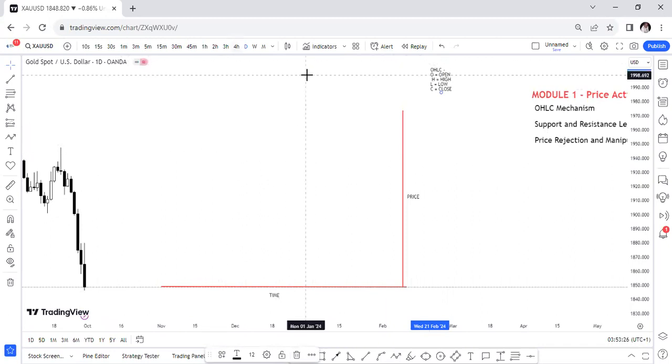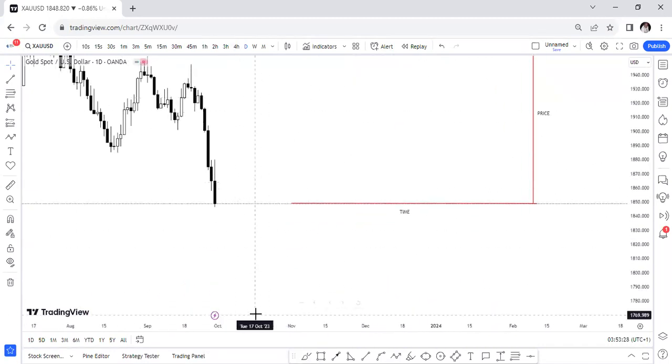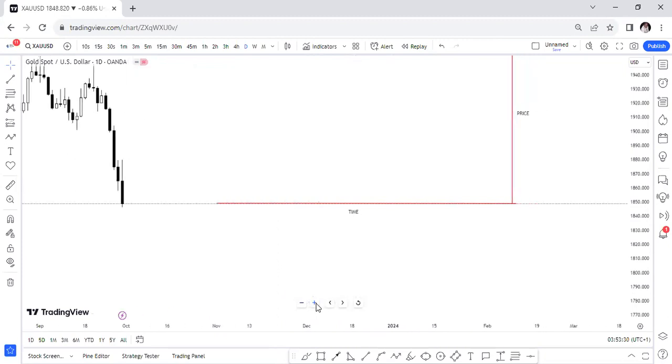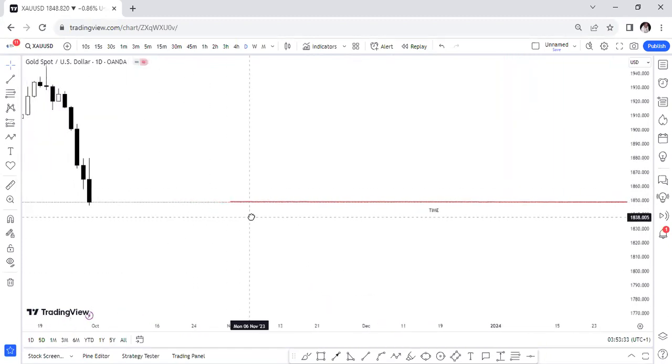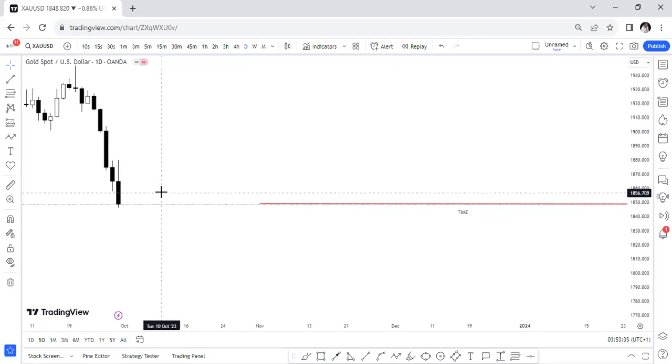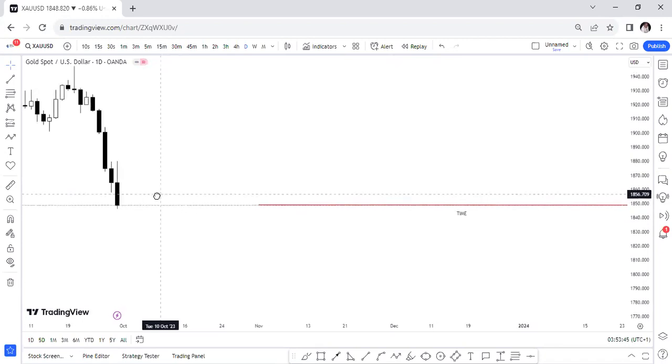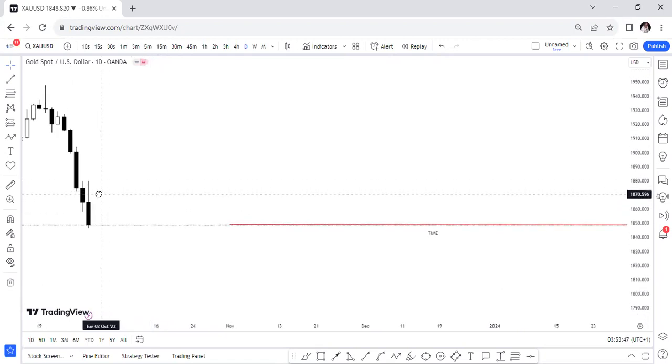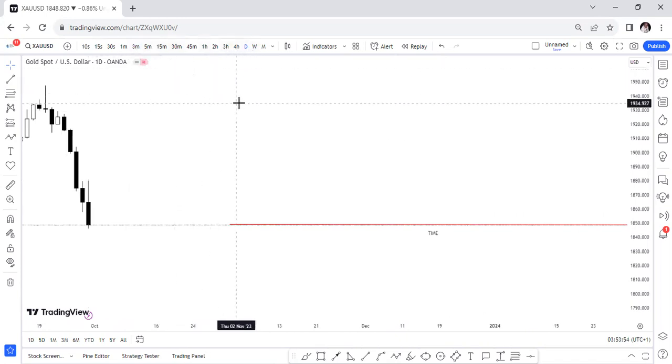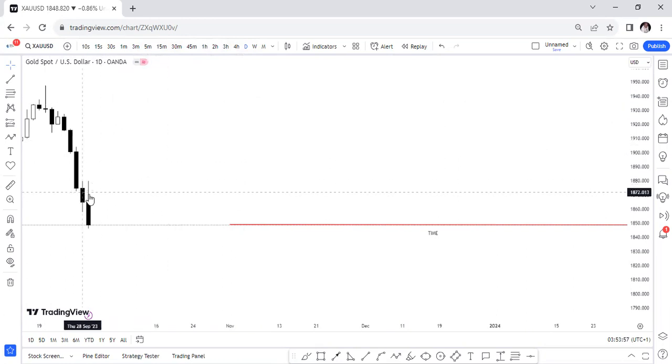If this is a daily candlestick, it displays the opening price, the highest price, the lowest price, and the closing price for that particular session. It could be daily, it could be 4 hours, it could be 15 minutes, it could be any time frame you choose. It will display the price information in this form.